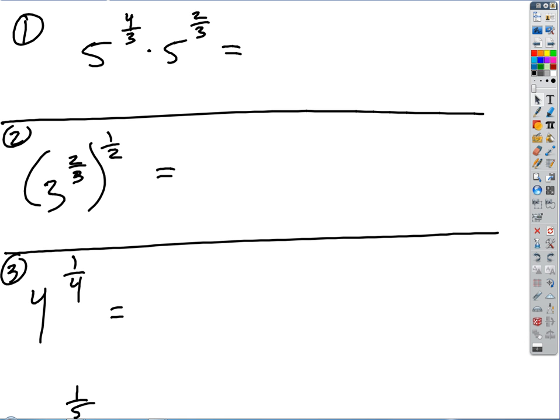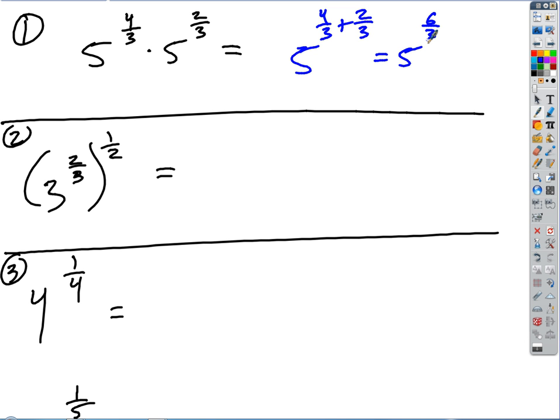This first one's really simple. You already know the answer. You just add them together. If we multiply like bases, we add the exponents. So on this first one, we end up with 5 to the second. 5 to the 4/3 plus 2/3 equals 5 to the 6/3. And what's 6/3? 2. Isn't that simple?